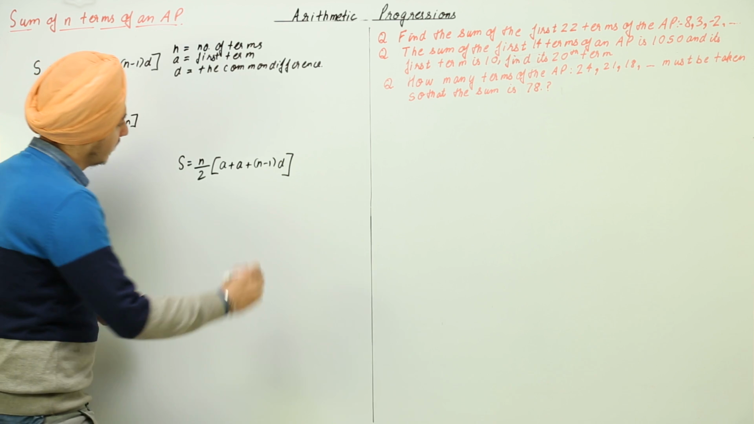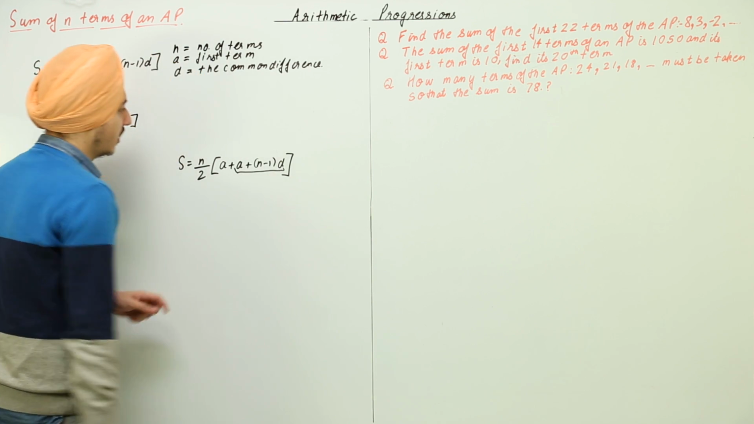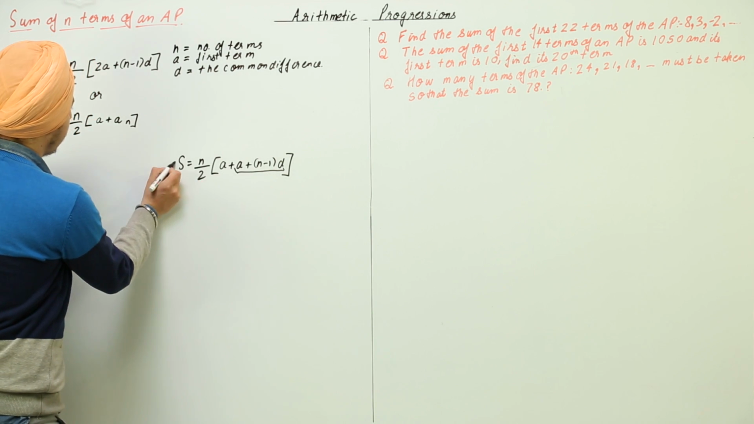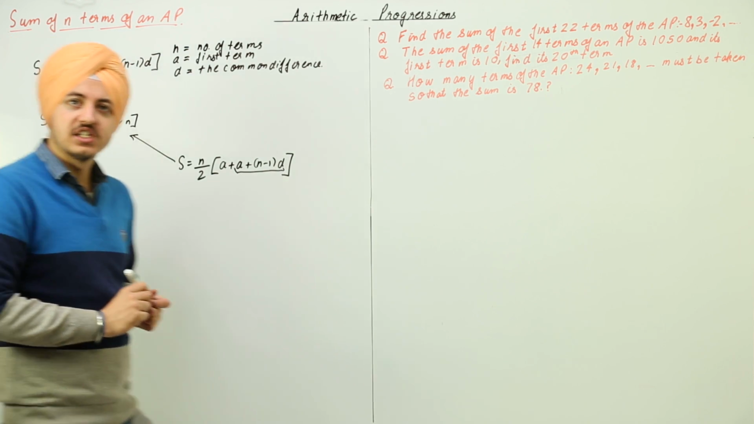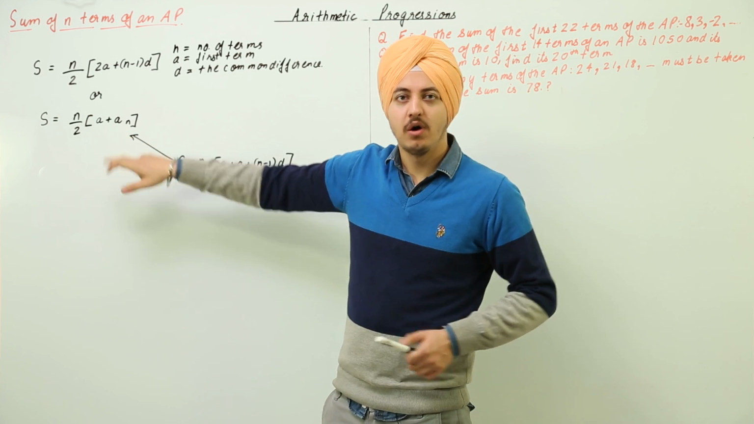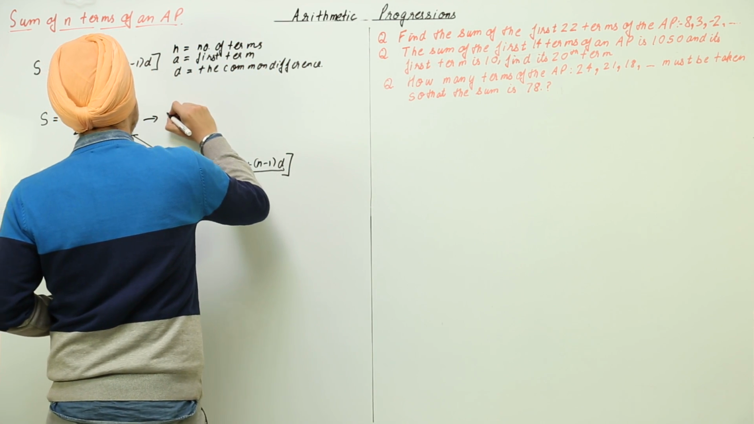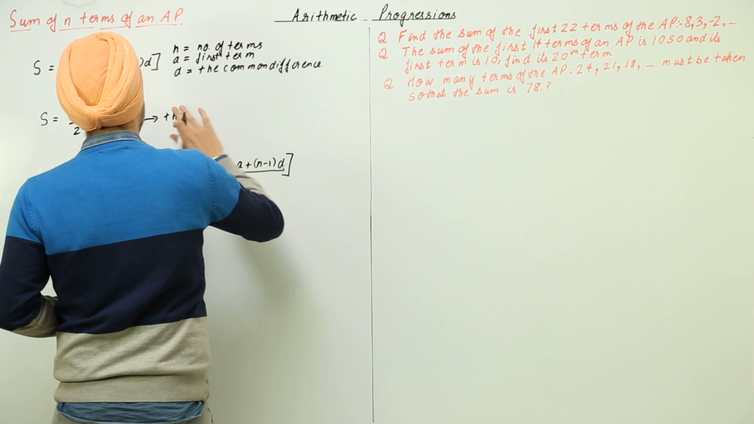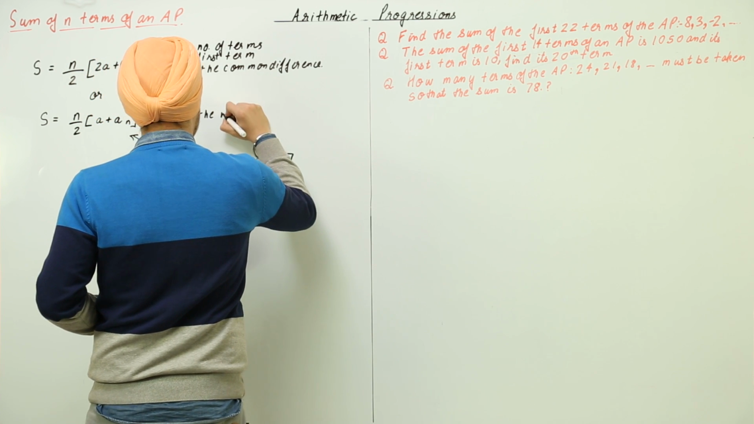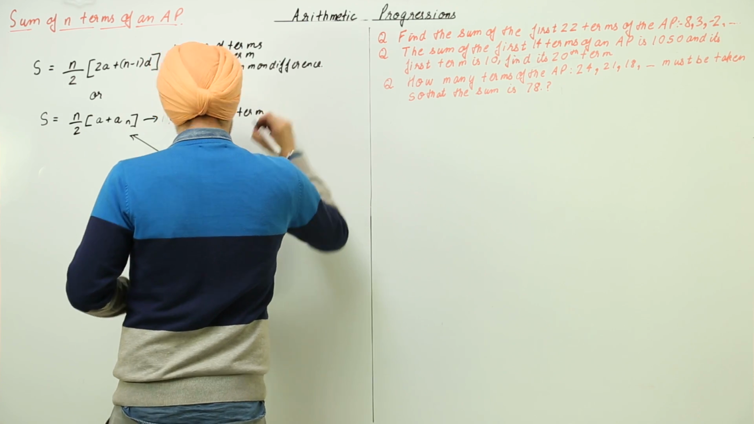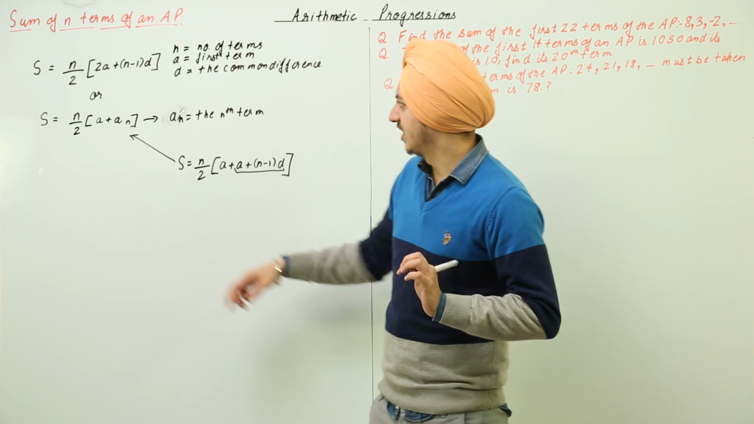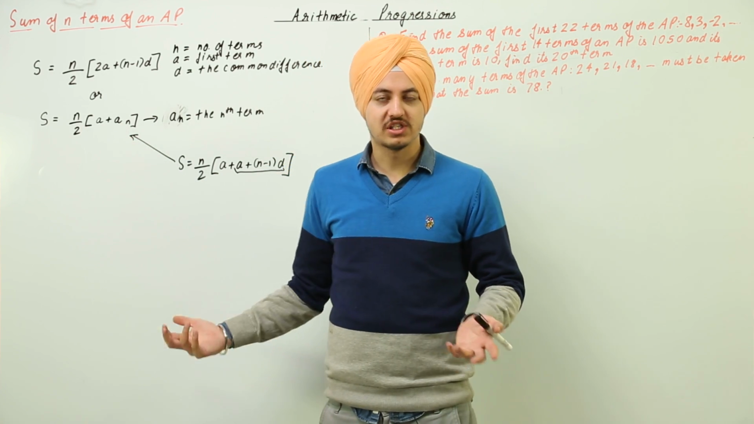Now you see over here the term a plus n minus 1 into d, this is equal to an, or the nth term, correct? So this formula can also be written like this. S is equal to n by 2 into a plus an, where an is the last term, the nth term. So let's say that we have to find out the sum of the 20th term, and we know the first and the 20th term. Then we can find out the sum very easily.